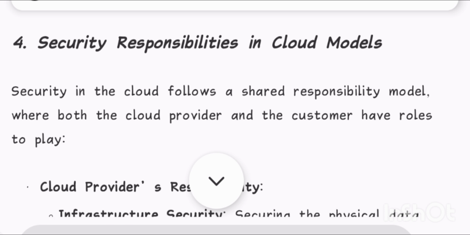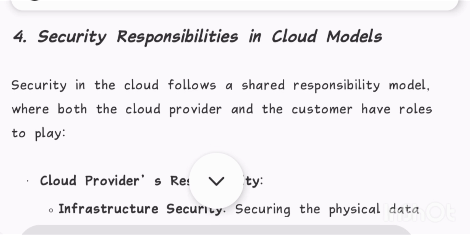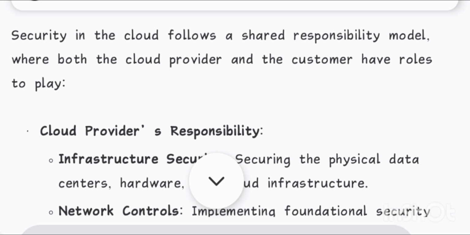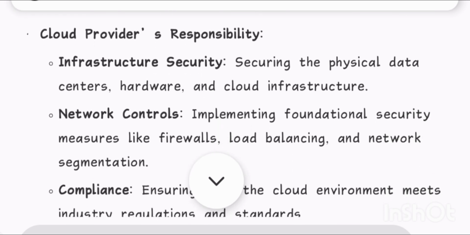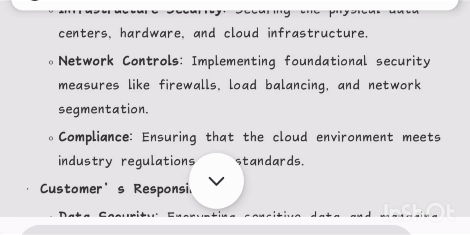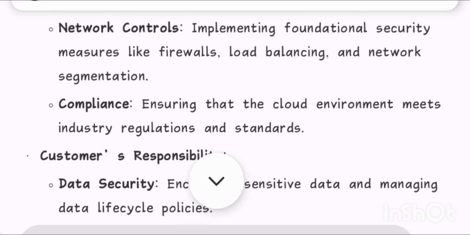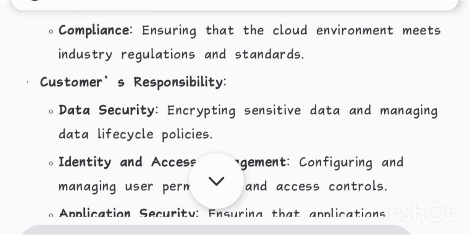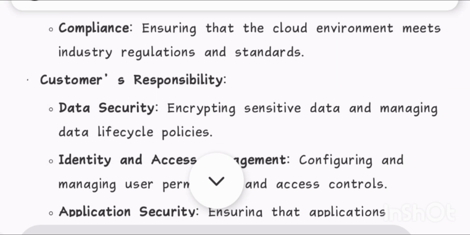Security responsibilities in cloud models. Security in the cloud follows a shared responsibility model, where both the cloud provider and the customer have roles to play. Cloud provider's responsibility: infrastructure security, securing the physical data centers, hardware, and cloud infrastructure. Network controls: implementing foundational security measures like firewalls, load balancing, and network segmentation. Compliance: ensuring that the cloud environment meets industry regulations and standards.